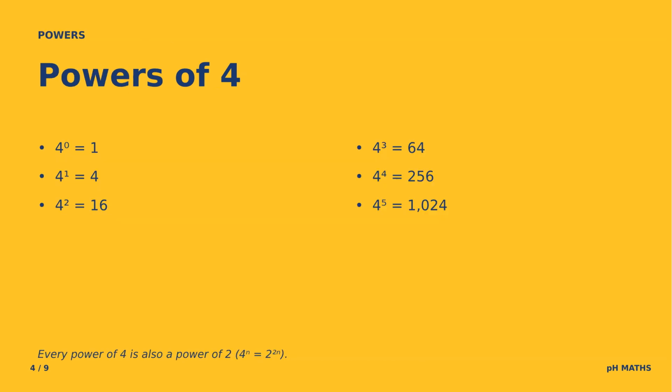Powers of 4. 4 to the 0 is 1. 4 to the 1 is 4. 4 squared is 16. Cubed is 64. To the 4th, 256. 5th, 1024.